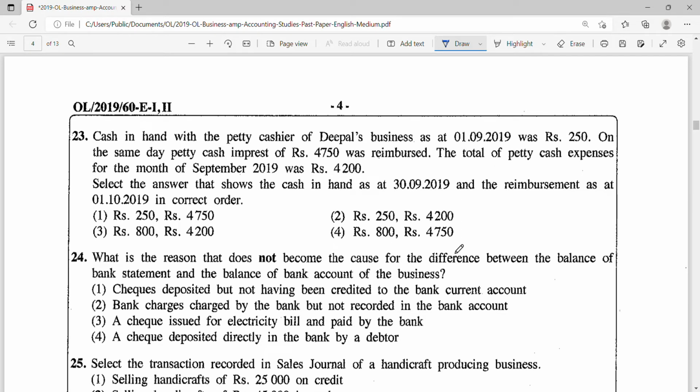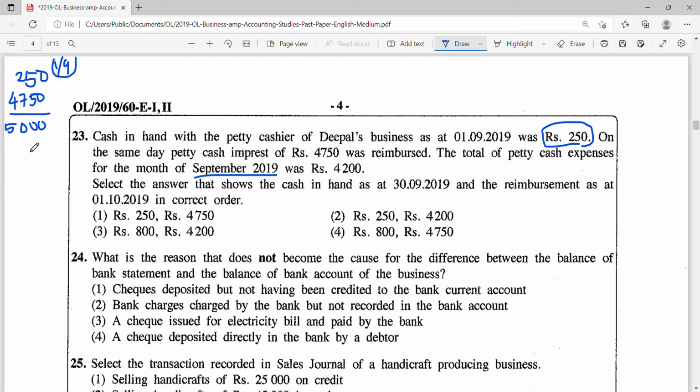Question 23. Cash in hand with the petty cashier of Deepal's business as at 1st September 2019 was 250 rupees. So this is the balance in the beginning of September. On the same day, petty cash imprest of rupees 4,700 was reimbursed. So they have reimbursed 4,750, making the opening 5,000. Alright. The total of petty cash expenses for the month of September 2019 was 4,200.